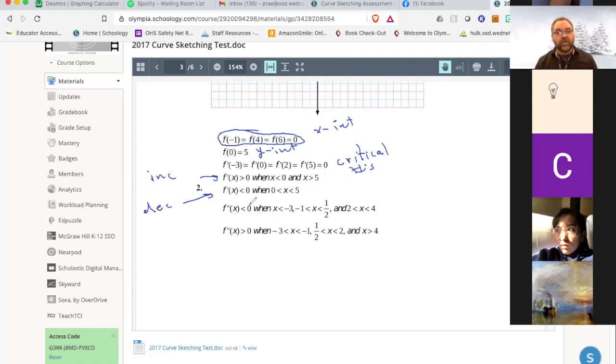f''(x) is less than 0 when x is less than -3, between -1.5 and 2, and between 2 and 4. This is concave down. So this is concave up. So let's figure out what's going on at some of these points. Like, let's take the first derivative test.